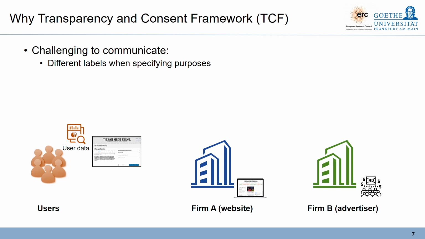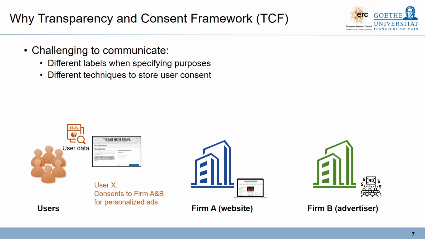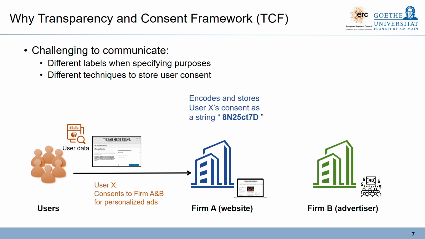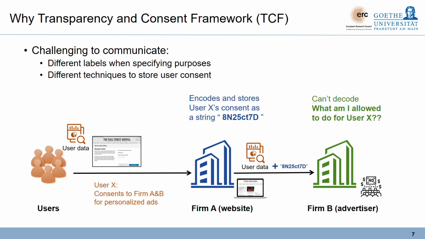Another reason is that firms use different techniques to store user consent. Go back to our example. Suppose user X gives consent to Firm A and Firm B for selecting personalized ads. The website receives the consent, encodes the information into a string to save space, and stores it. Then the website transfers user data to the advertiser, together with the legal basis, encoded in the string. But the advertiser has no clue how to decode the string. Therefore, it doesn't know what it is allowed to do with the data for user X. In practice, there are way more challenges than we have mentioned here.